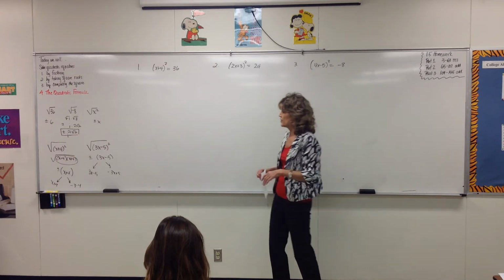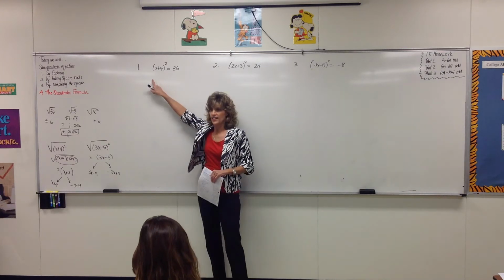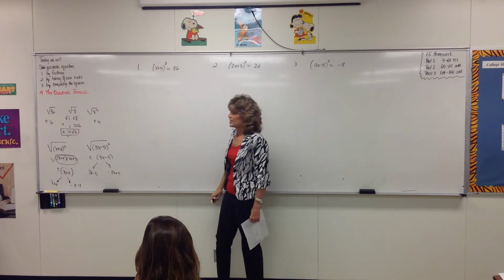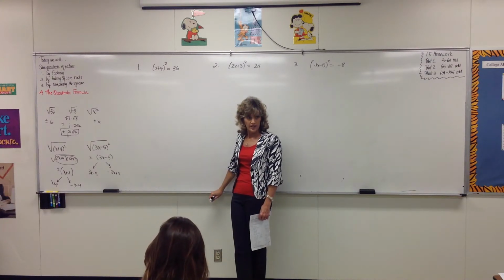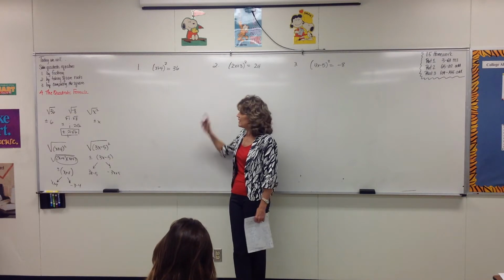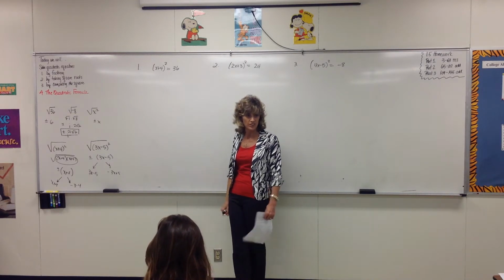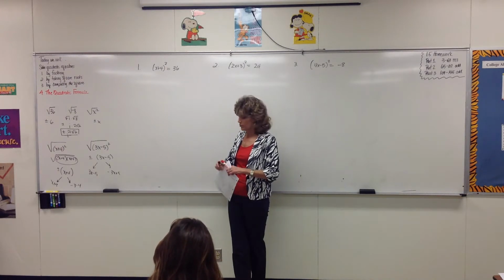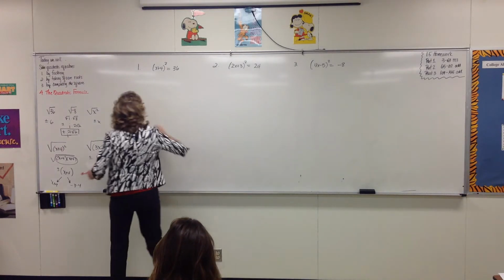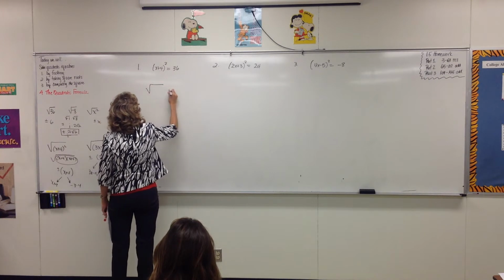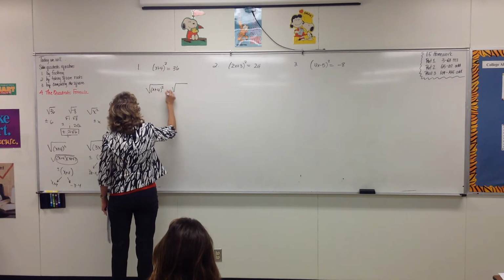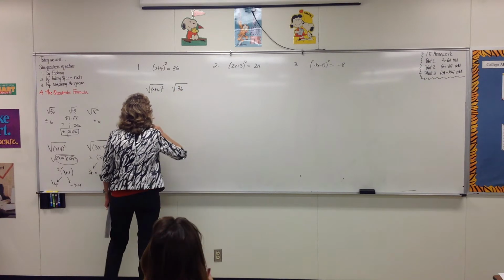You could do it the hard way. You could expand this out, x plus 4 times x plus 4, which would give you x squared plus 8x plus 16, and then subtract 36 and make it equal 0, and then factor. You could do that, but we don't want to work hard, we want to work smart, and in this case, the shortcut is just take the square root of both sides. The square root of x plus 4 squared and the square root of 36.